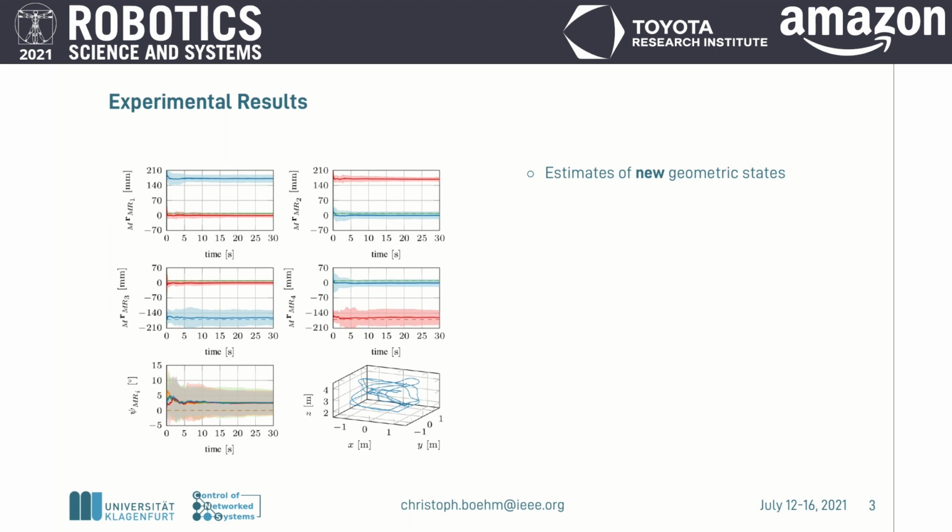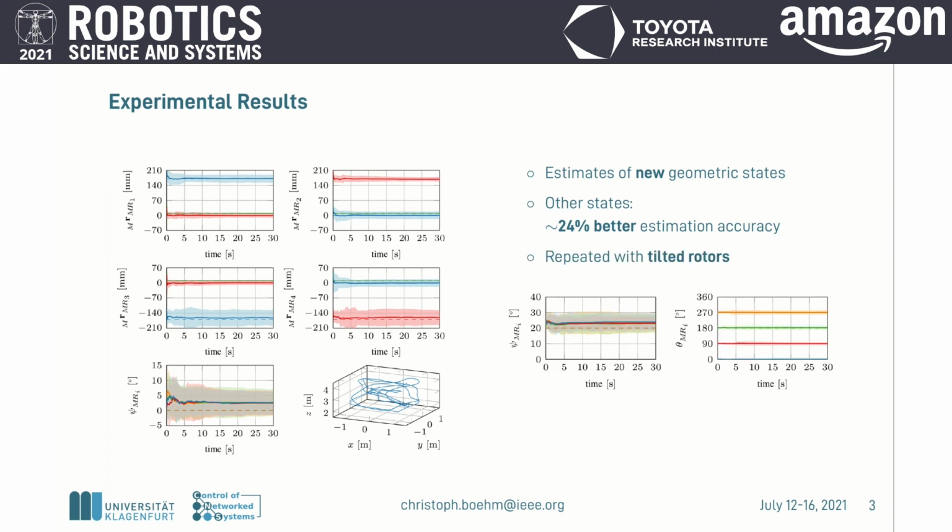All estimates converge fast to an appropriate value, even with a wrong initial guess. Comparing the performance was not possible since, to our knowledge, no approach currently estimates these system parameters. All other states achieved approximately 24% better estimation accuracy compared to the state of the art. We repeated the test series with tilted rotors to great success. The empirical results validate the observability analysis and they can compete with state-of-the-art frameworks.